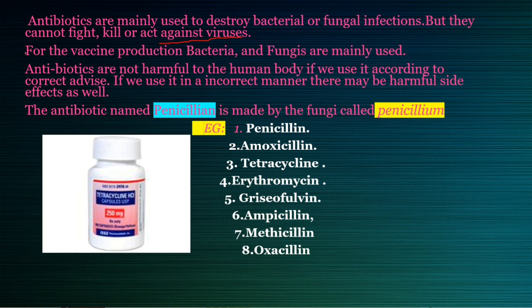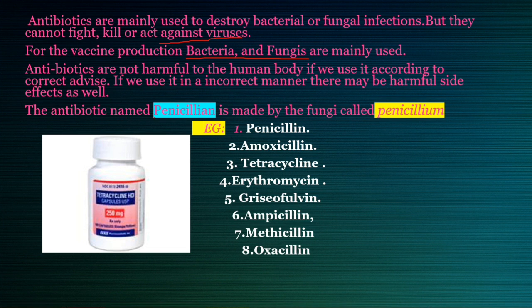The other one is vaccine production, where bacteria and fungus are mainly used. Bacteria and fungus are the mainly used types of microbes for vaccine production. And the other one, antibiotics are not harmful to the human body if we use them according to correct advice. It means according to a doctor's prescription or something like that. If we use them in an incorrect manner, there may be harmful side effects as well. It is mainly related to humans.